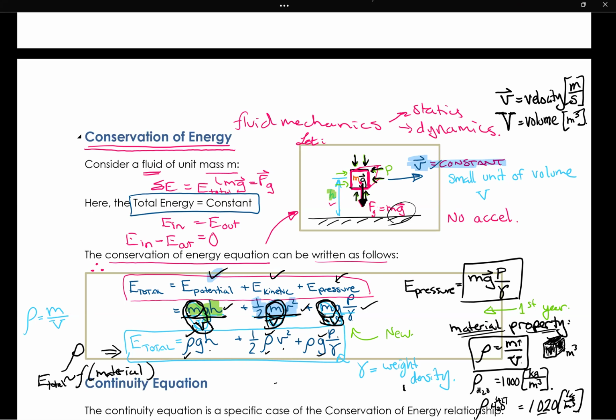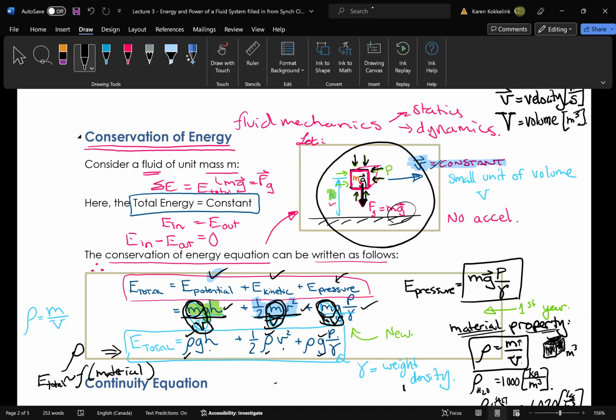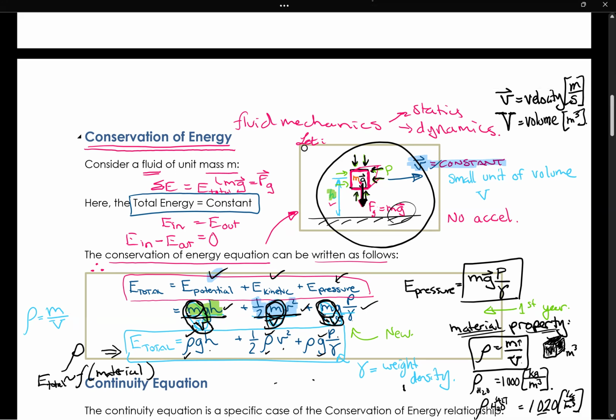So the total energy that is going to be inherent in this fluid of unit mass is going to be the sum of the potential, kinetic, and energy due to pressure because of its mass. And as those change, as the velocity changes, as the height changes, etc., the mass cannot change. But as those change, the sum has to equal the total.